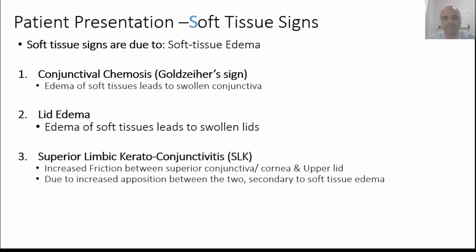You also have a condition called superior limbic keratoconjunctivitis, and since your conjunctiva is edematous, your lid is edematous, they are closer to one another and they rub against one another because of increased friction, and they get a little bit of inflammation in the superior part right here of the conjunctiva and the limbal area of the cornea, which is called superior limbic keratoconjunctivitis, or SLK.